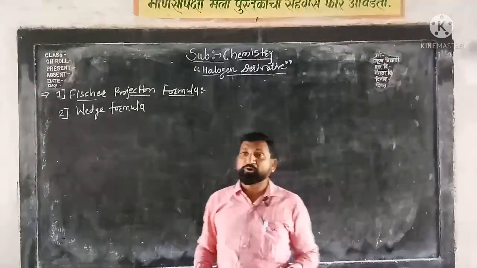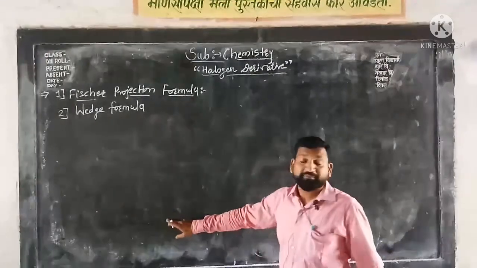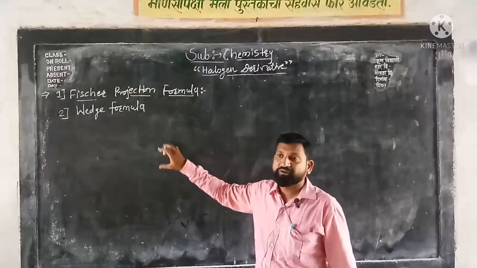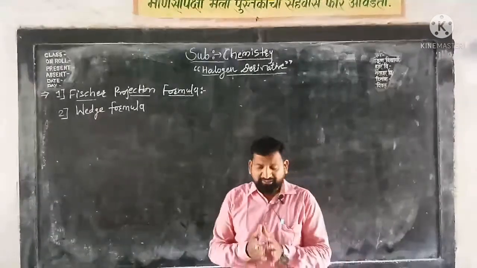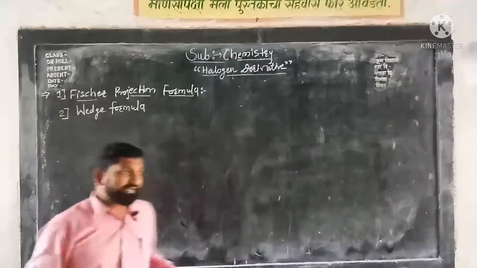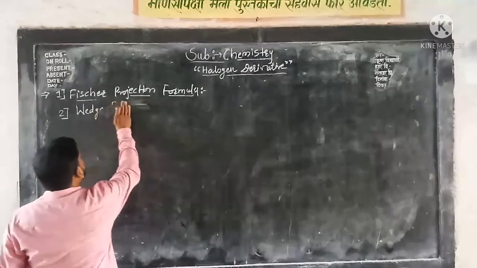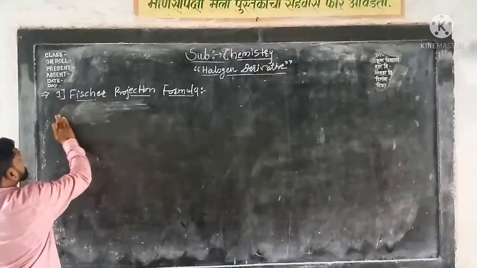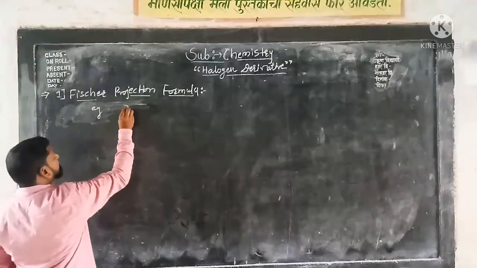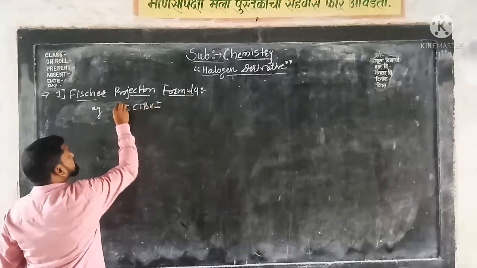Everybody knows our plane of the paper is 2-dimensional, yes or no? This blackboard is 2-dimensional. So on this blackboard, how can we express a 3D view? For that purpose, he generated some rules, and about them today we will discuss. Suppose we have the formula, for example, CClBrI. Suppose we have this molecule.